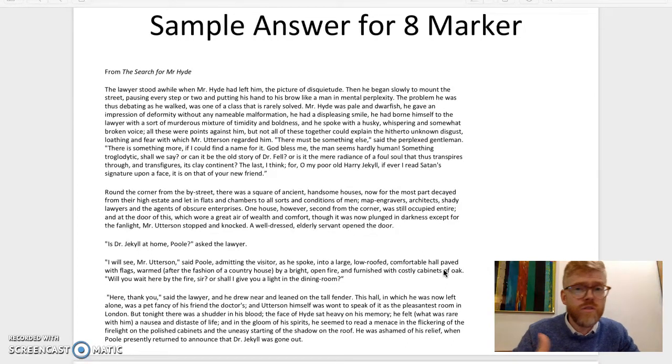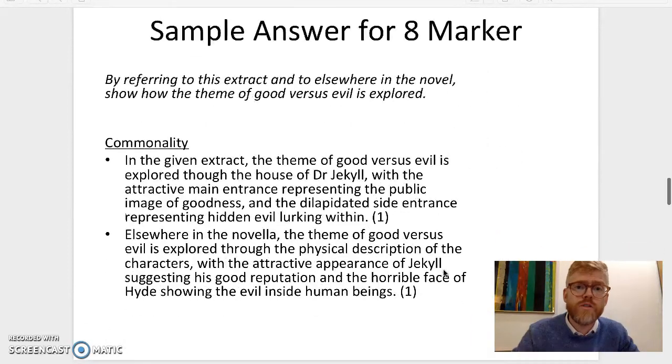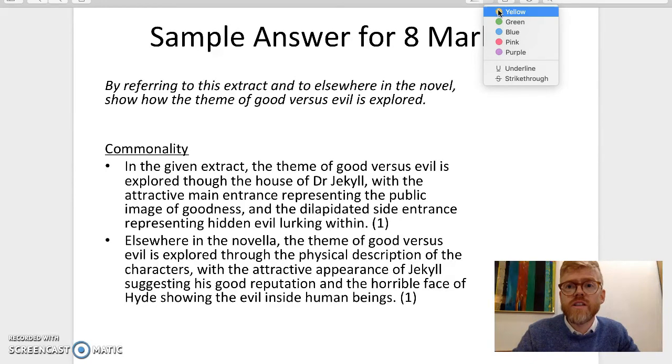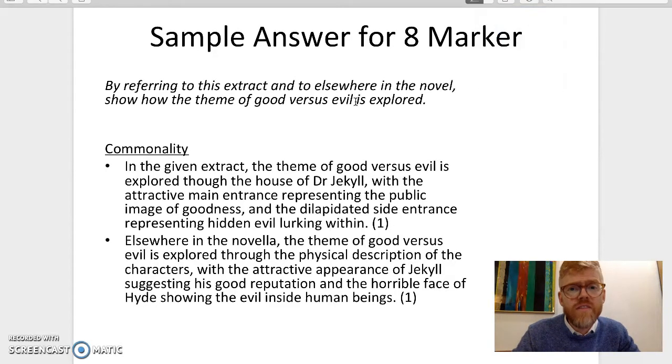So if you wanted to read this, to follow this maybe a little bit better, then maybe pause the video now and have a look at this passage. Okay, so sample answer for the 8 marker. First thing I want you to notice is that the key phrase in this question that we've been given is good versus evil. By referring to this extract and elsewhere in the novel, show how the theme of good versus evil is explored. So good versus evil is what we have to be focusing all our answers on.